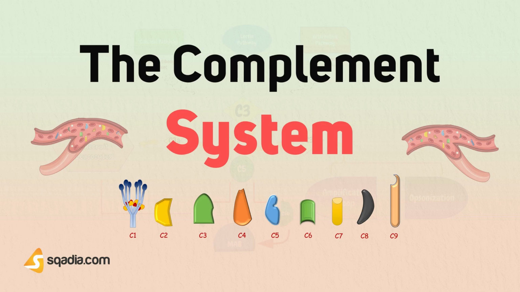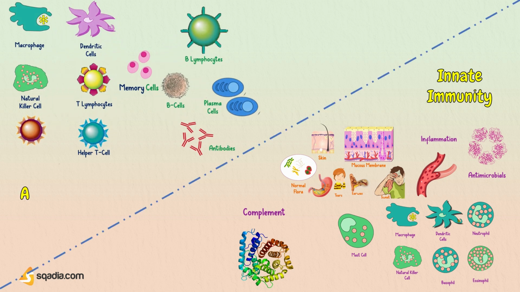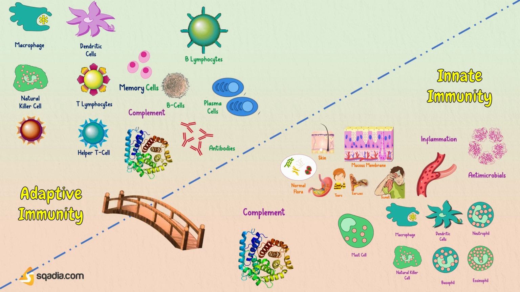In this video, we will be talking about the complement system that we briefly discussed in our video on innate and adaptive immunity. The complement system is a part of the innate immune response, but it acts as a bridge between the innate and acquired immune response, as one of the pathways of activation is antibody-dependent. This pathway is known as the classical pathway.